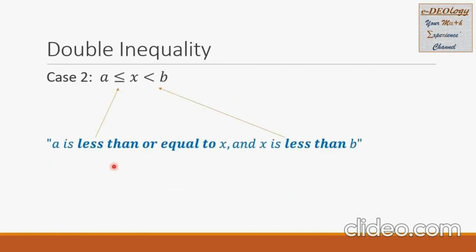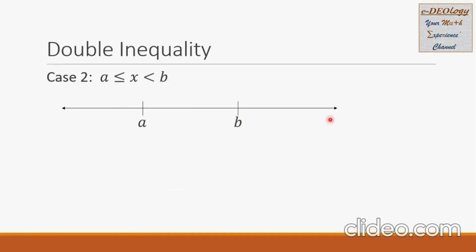Let's have case 2. a is less than or equal to x and x is less than b. On the number line, we put the numbers a and b respectively, making sure that the a is on the left side because that is a lower number, and the bigger number is on the right. Then we will connect the two numbers. Since a is part of the solution, we're going to have a solid dot, while for the b, which is not part of the solution set, we're going to put a hole.